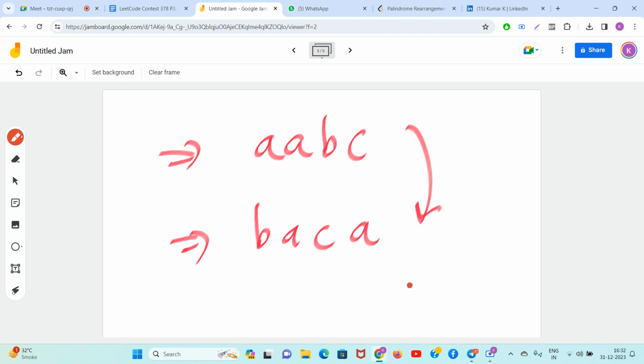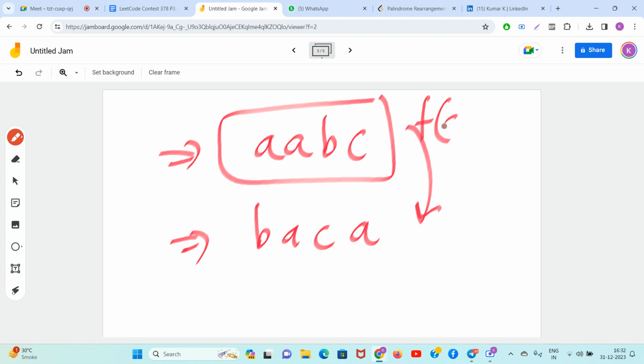You want to convert it to this. So what will you do? You will run this algorithm and this algorithm will tell you the frequency of A from start to end, from 0, 1, 2, 3, from 0 to 3. What is it? It is 2.